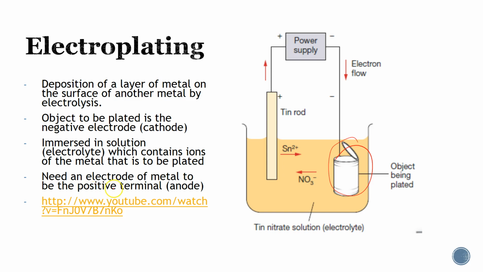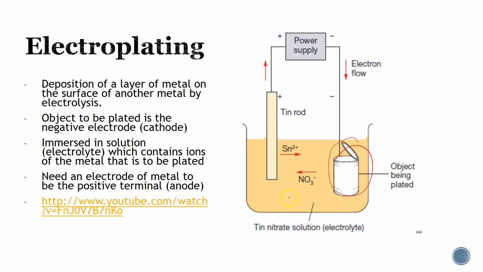So we need an electrode of the metal that we want to plate onto our object at the anode. This one is going to oxidize and donate, in this case tin, into the electrolyte. The tin ions are going to travel across towards our cathode, which in an electrolytic cell is negative, and then they're going to be deposited onto this metal object that forms our cathode. So the key thing is the anode has to be the metal that we want to plate.